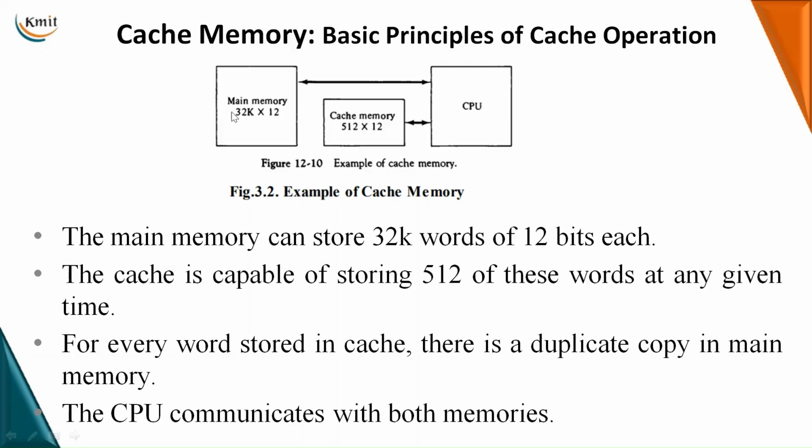If you have 32K words present in your main memory, the cache memory is only capable of storing 512 words out of 32K words. So for each and every word which is stored in your cache, there will always be a duplicate copy present in your main memory.